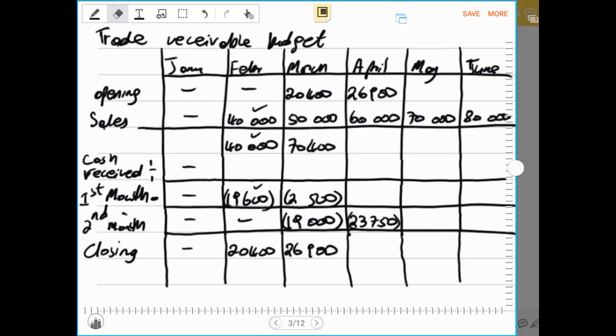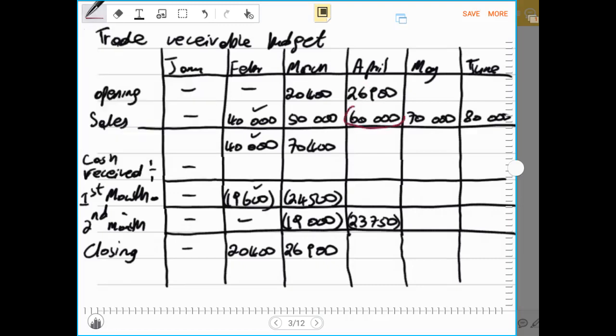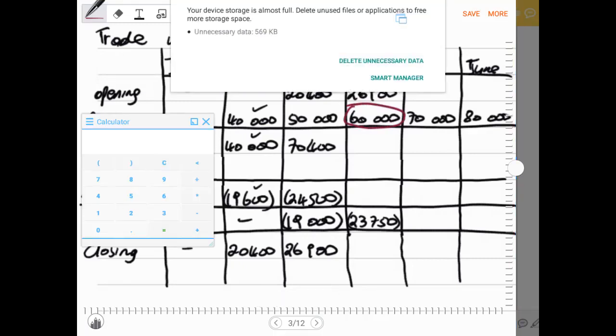The sales for the month of April, half of that will be paid in the same month. Here are the sales. The sales for the month of April, half of this will be paid in the same month of April, with a discount of 2% being granted to our customers. So now half of 60,000, we have to take that into consideration.